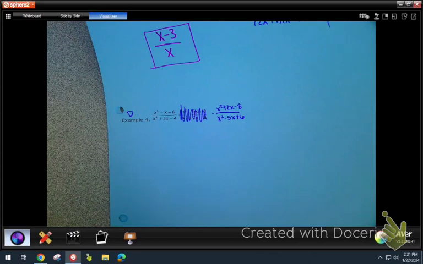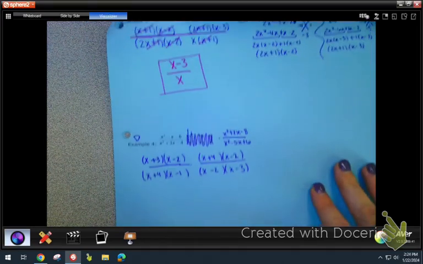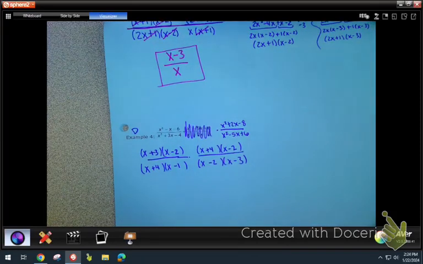Now, what's going on with this? Don't look at it. Now we're going to factor everything. All of these are easy. Four factorings. Go. Okay, so factor everything.